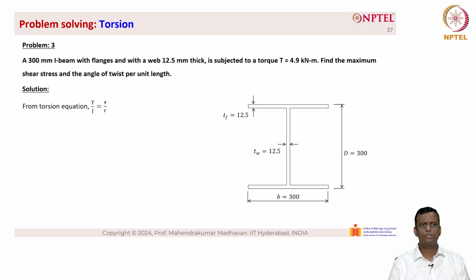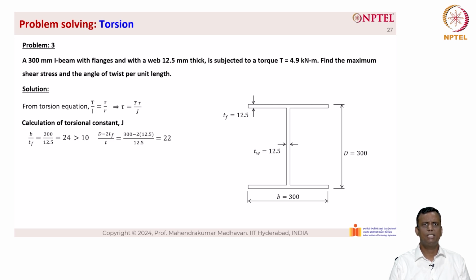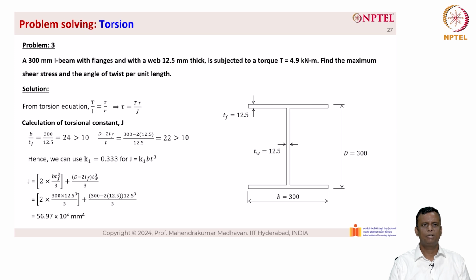The solution here, from the torsion equation, is T by J equal to tau by R, and tau equal to TR by J. To calculate the torsional constant J, we need to find the slenderness of the section, which is B by T_F. 300 divided by 12.5 is 24, greater than 10. Similarly, (D minus 2T_F) divided by T is (300 minus 2 into 12.5) by 12.5, which is equal to 22, again greater than 10. We can use K1 equal to 0.333 or 1 by 3 for J equal to K1 into B T cube. So, J equal to 2 into B into T_F the whole cube divided by 3, plus (D minus 2T_F) into T cube by 3. When we run the numbers, we get J equal to 56.97 into 10 power 4 millimeter to the power 4.